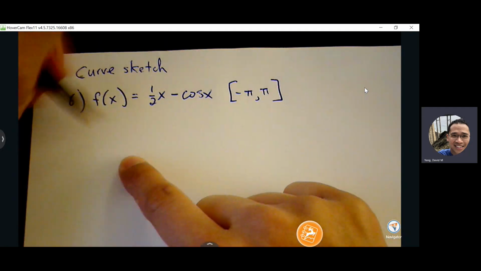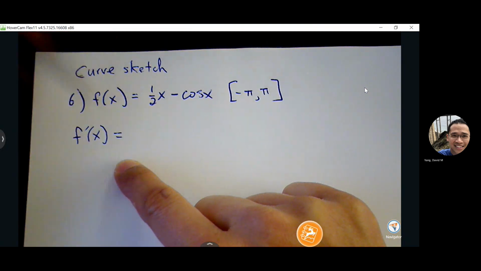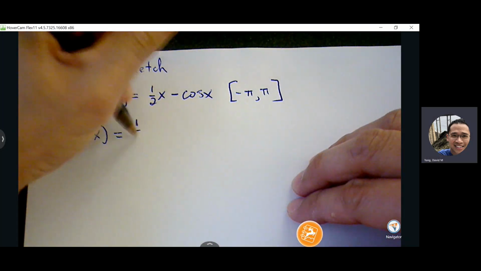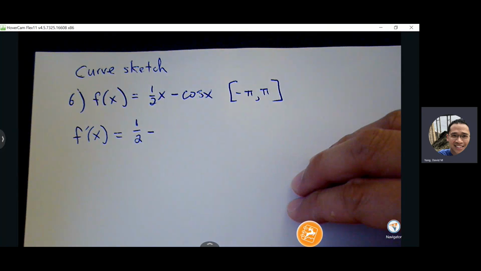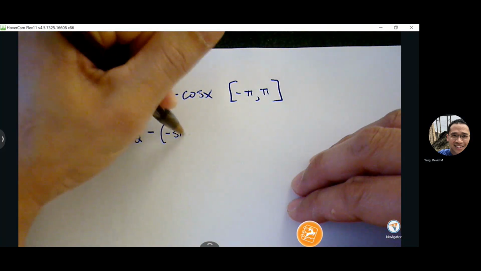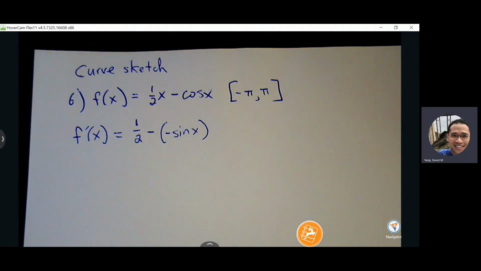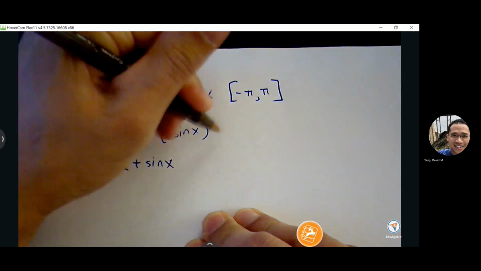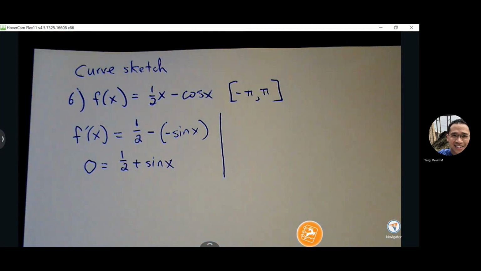Okay, so f prime first. Okay, so power rule for 1/2 x. 1/2. Cosine becomes negative sine. So there's our derivative. Okay. And to find critical points, we set our derivative equal to 0, right? Okay. Sine x equals negative 1/2.